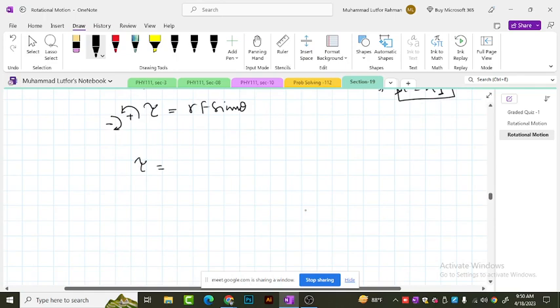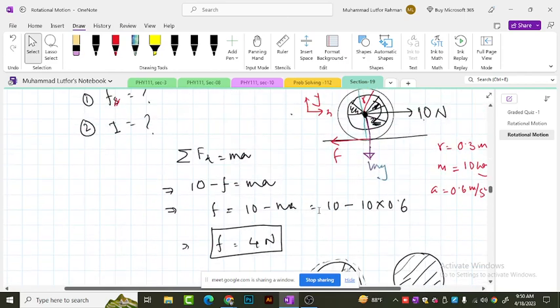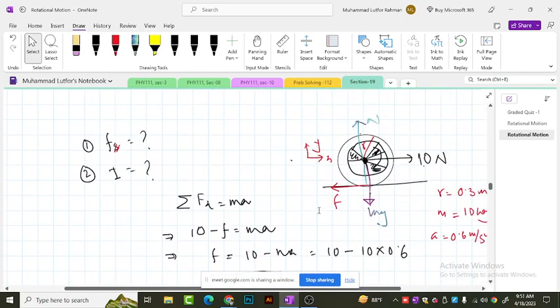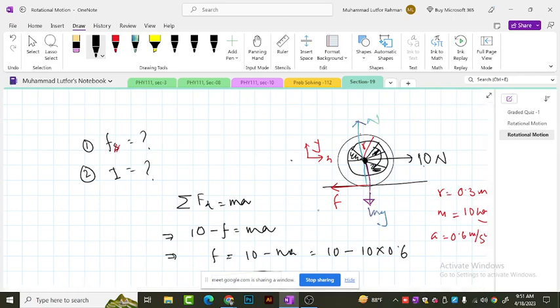Let's write down the torque for the first one. I'm writing these torques now. Look at this. If you calculate the torque for the 10 Newton force, what should the torque be? Can anyone tell me? If I only calculate the torque for 10 Newton about this point, what should be the value of the torque?